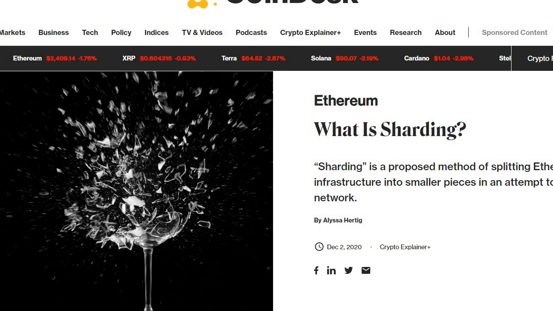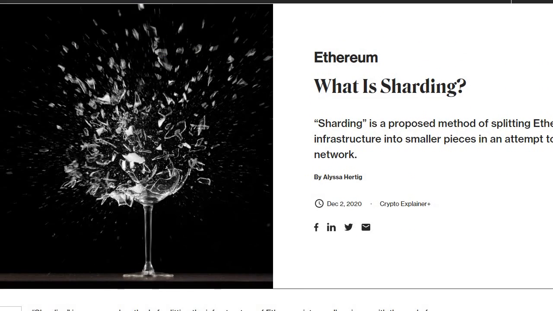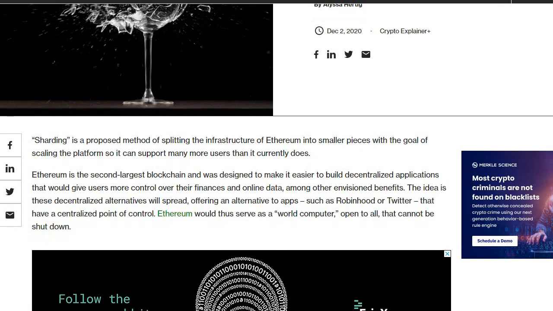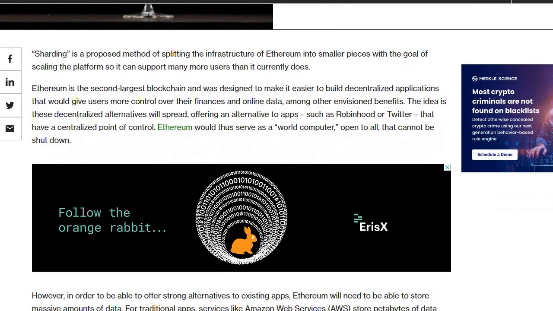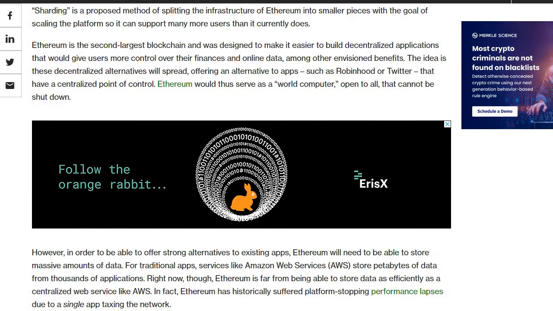Ethereum. What is sharding? Sharding is a proposed method of splitting the infrastructure of Ethereum into smaller pieces with the goal of scaling the platform so it can support many more users than it currently does.